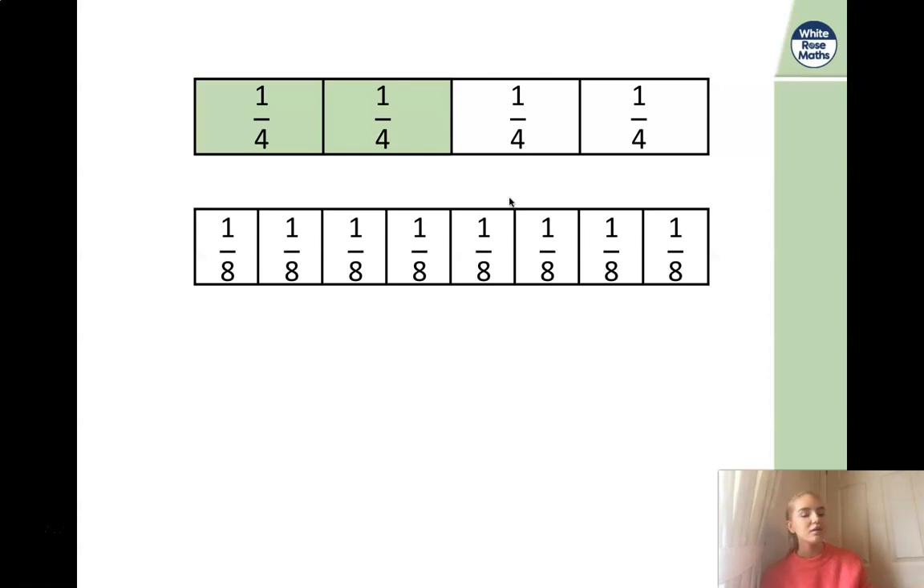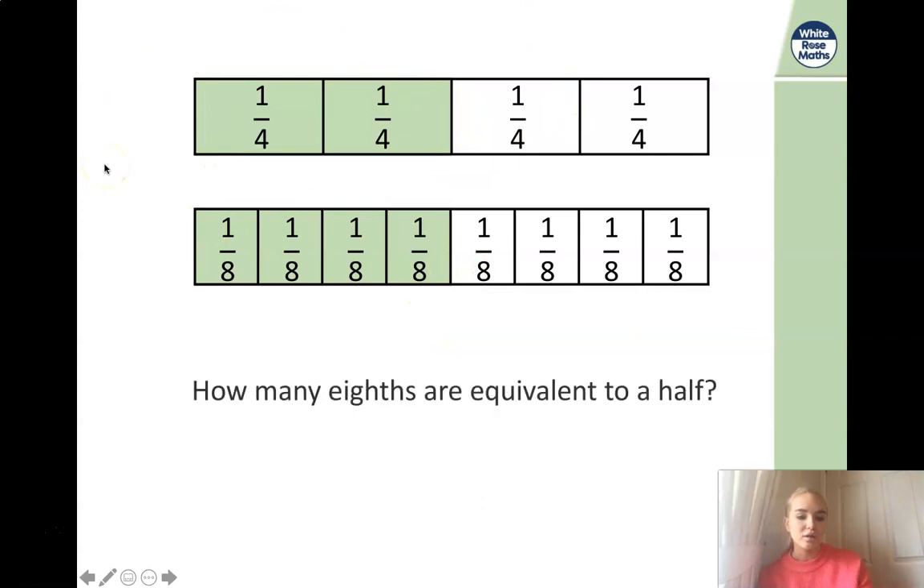1/8. Now I want to work out how many eighths are equivalent to 2 quarters? Do you think you know? Shall we have a look? Well, if I shade in 4/8, I can see here that I've made the same amount as I have got with my 2 quarters.